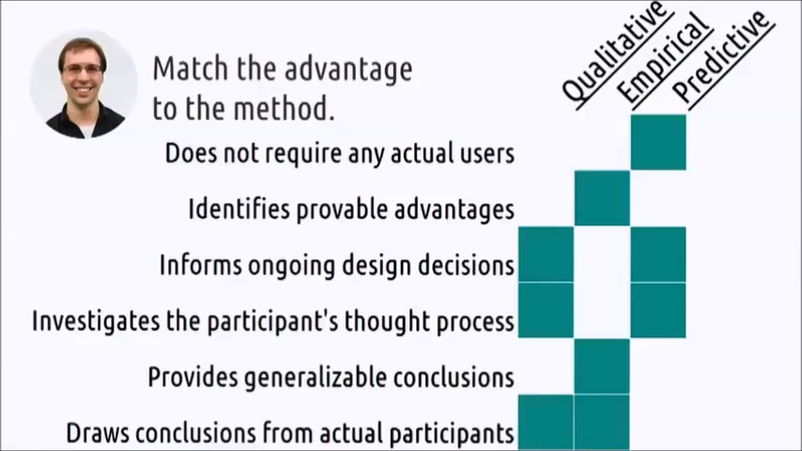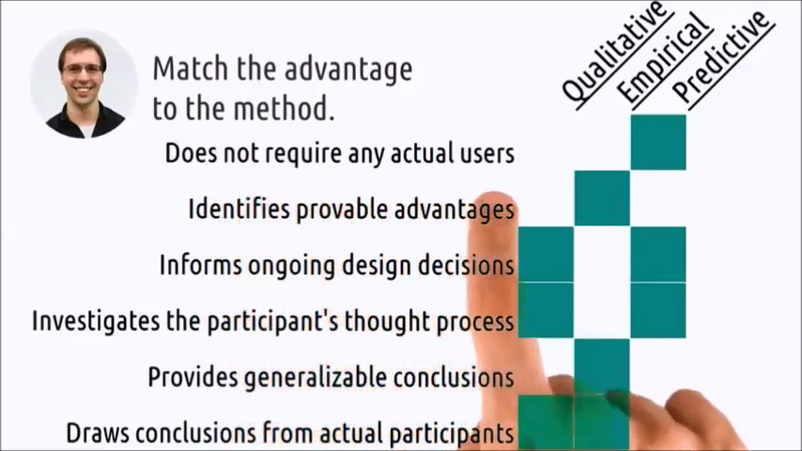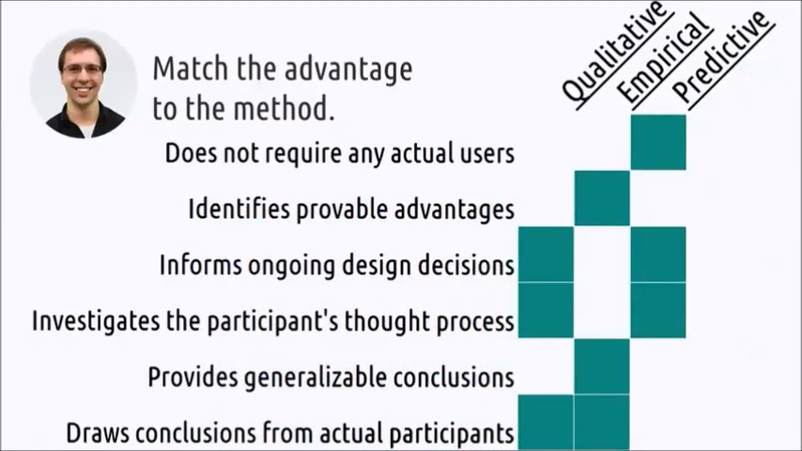Here would be my answers to this exercise. These are a little bit more objective than some of our exercises in the past. First, for does not require any actual users, predictive evaluation is the only evaluation we can do without involving users in the evaluation process. That's both its biggest strength and its biggest weakness. For identifying provable advantages, only empirical evaluation can reliably generate generalizable conclusions, generalizable advantages, because it's the only one who does it numerically.